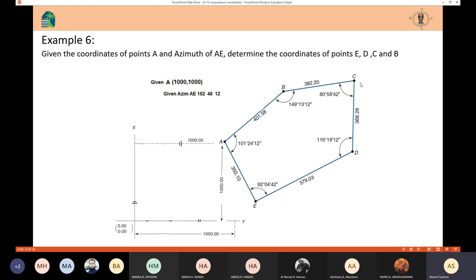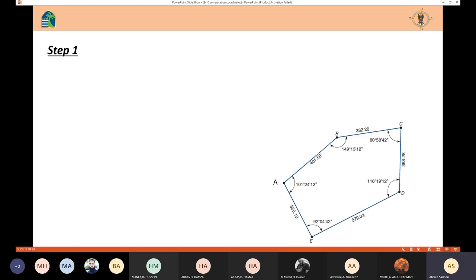Then what about the value of D? So in order to determine the value of D, I need to know the coordinate of the point E, and also I need to know the distance, which is given, but also I need to know the azimuth of the line ED, which is not given here. Similarly, if I want to determine the value of C, also I need to determine the azimuth of the line DC, and so on. So the first step for me will be determining all the azimuths for the traverse, so that when I'm going to determine the coordinates, I'm going to get all the parameters. So here in the first step, the azimuth AE is given, okay?